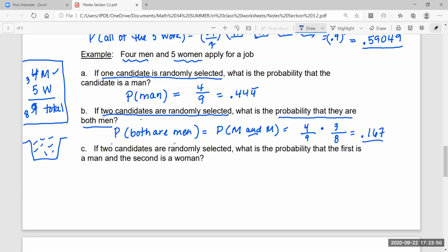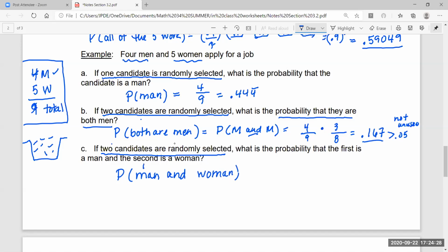Would that be unusual? No, not unusual. And I'm just kind of throwing that in here and there to remind you not to forget that, to help you remember it. Okay, now part C. If 2 candidates are randomly selected, so now we're picking 2 people again, back to where we started. What is the probability that the first is a man and the second is a woman?